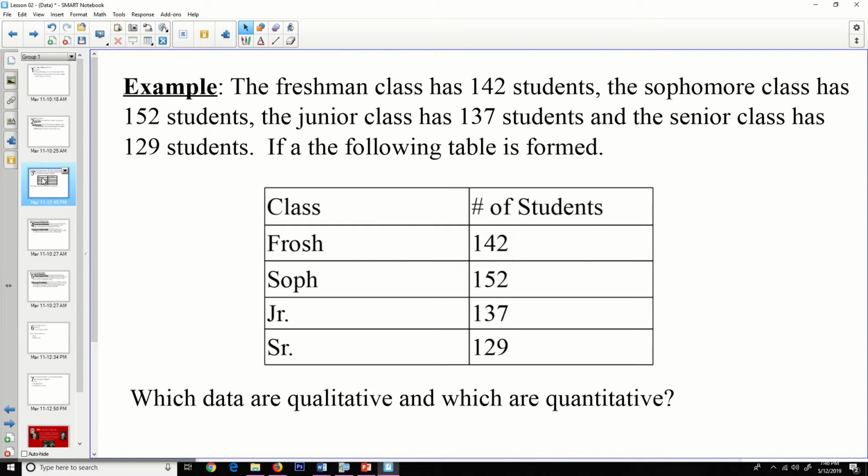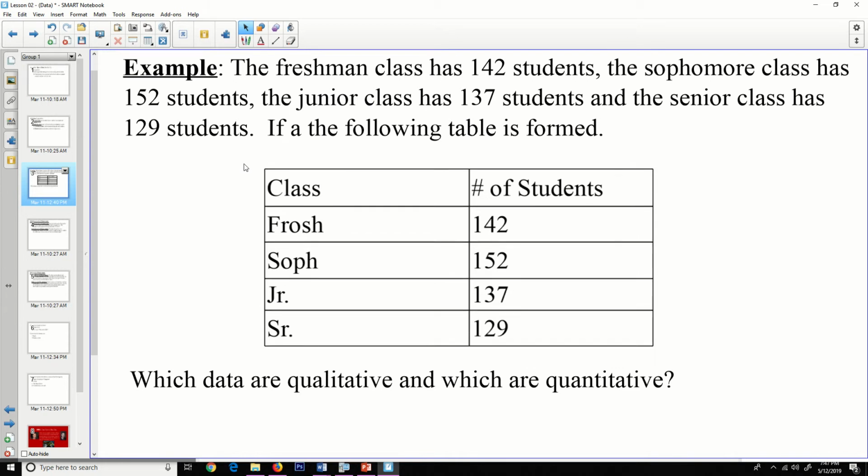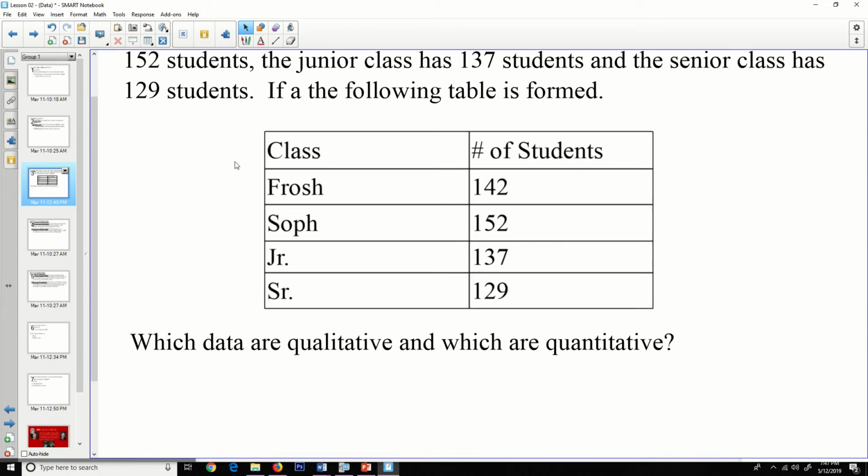Our first example is: the freshman class has 142 students, the sophomore class has 152 students, the junior class has 137 students, and the senior class has 129 students. If the following table is formed, which data are qualitative and which data are quantitative? As a solution here, let's get the right pen.